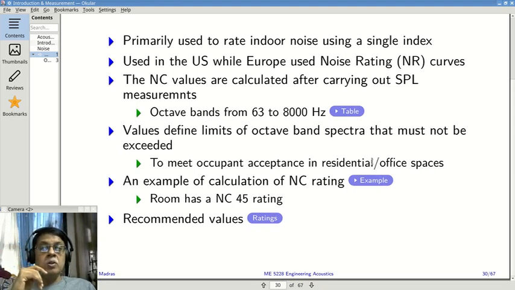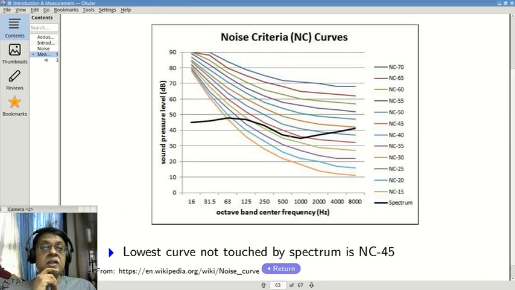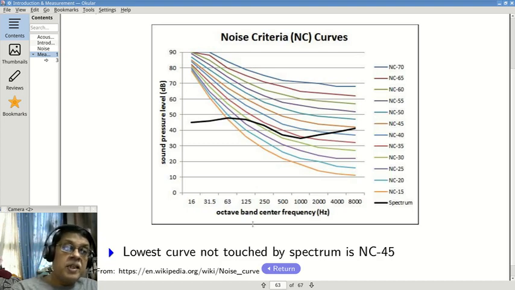Right. So to meet occupant acceptance, an example I will show you. This is a room which has an NC 45 rating. You can see that these are the NC curves, and the measurement obviously doesn't quite fit any of these curves. It has its own trend based on the kind of noise sources that are there. So the NC 45, or whatever rating we come up with, is based on the lowest curve that is not touched by the spectrum. This spectrum, you can see, intersects everywhere.